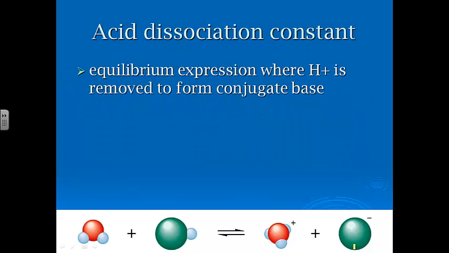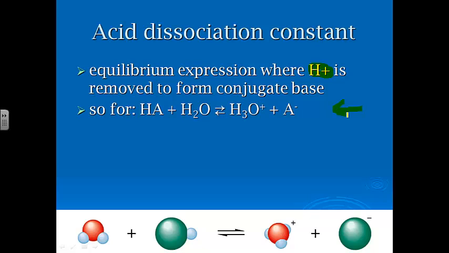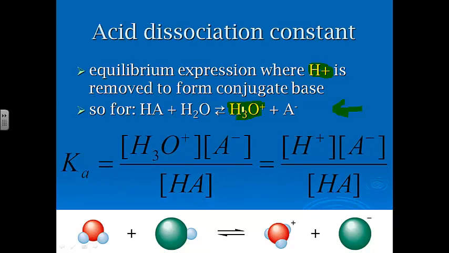Okay, now we also have an acid dissociation constant. We're going to get back into our capital K's. This is an equilibrium expression where the hydrogen ion is removed to form the conjugate base. So this is the generic formula that we have here. And remember, a lot of sources say that hydrogen ion will attach itself to the hydronium ion. That's kind of the realistic chemistry that we see.